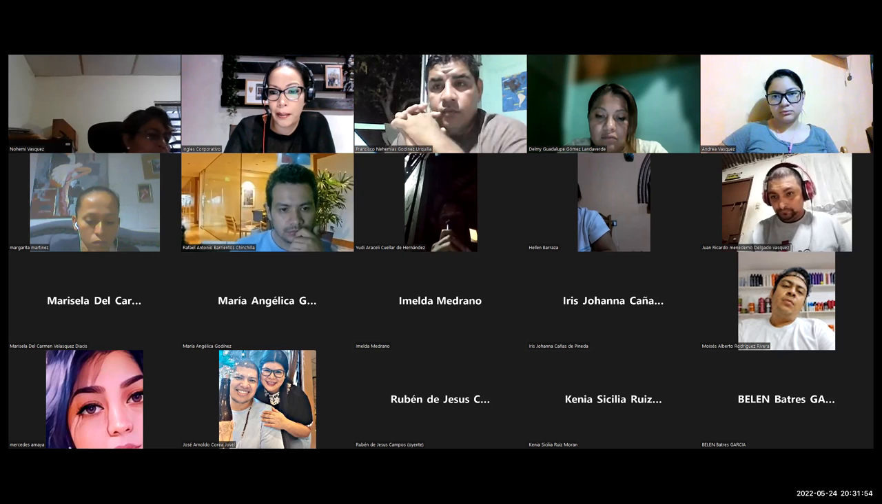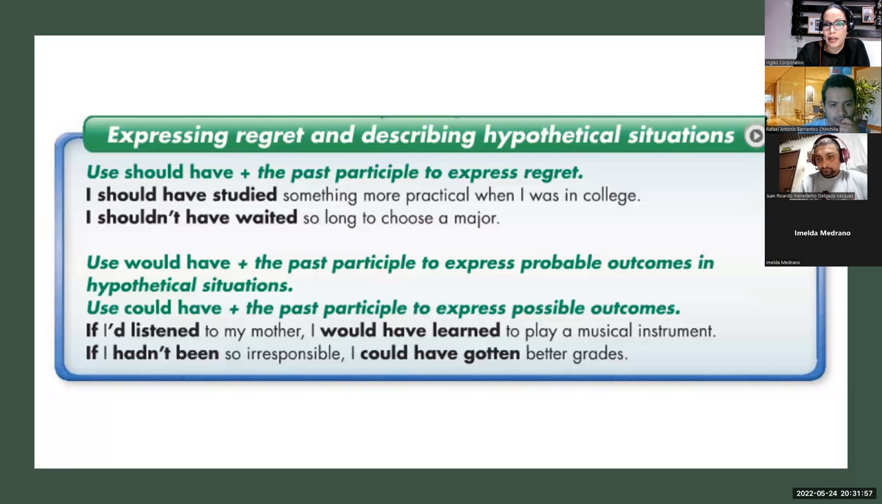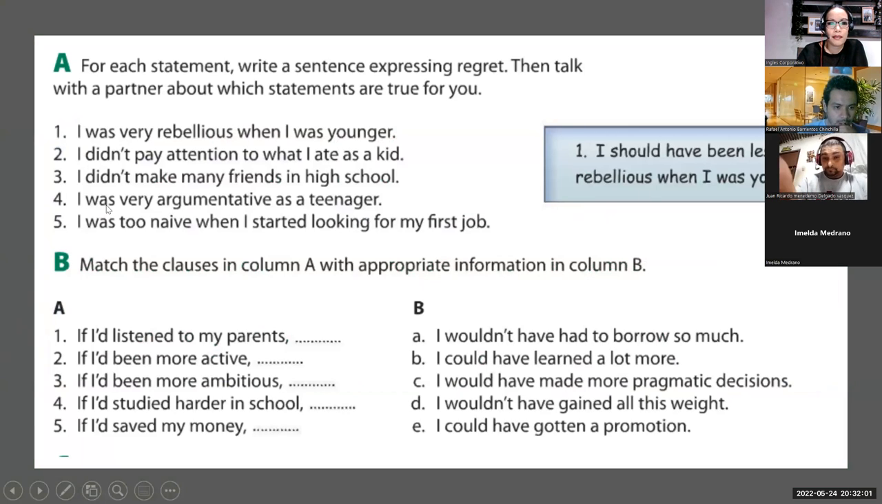Let's see the exercise here. Now that we discussed this, and we listen to the recording, we have two exercises here. The first one says, for each statement, write a sentence expressing regret. Then talk with a partner about which statements are true for you. For example, we have number one already done. The sentence says, I was very rebellious when I was younger. Now, to express regret about this situation, we know that we have to use should have plus past participle. So we translate these sentences into the structure for regret, and it comes like, I should have been less rebellious when I was younger.